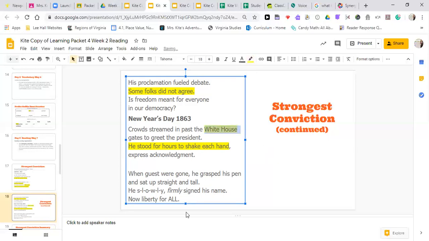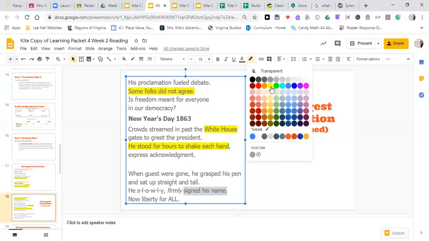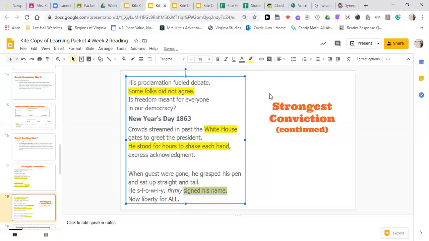When guests were gone, he grasped his pen and sat up straight and tall. He slowly, firmly signed his name, "Now liberty for all." When a president signs his or her name to a document, this proclamation becomes law. When their names are signed, they are passing something into law. So now liberty for all. So now he's made this proclamation. He signed his name to it.